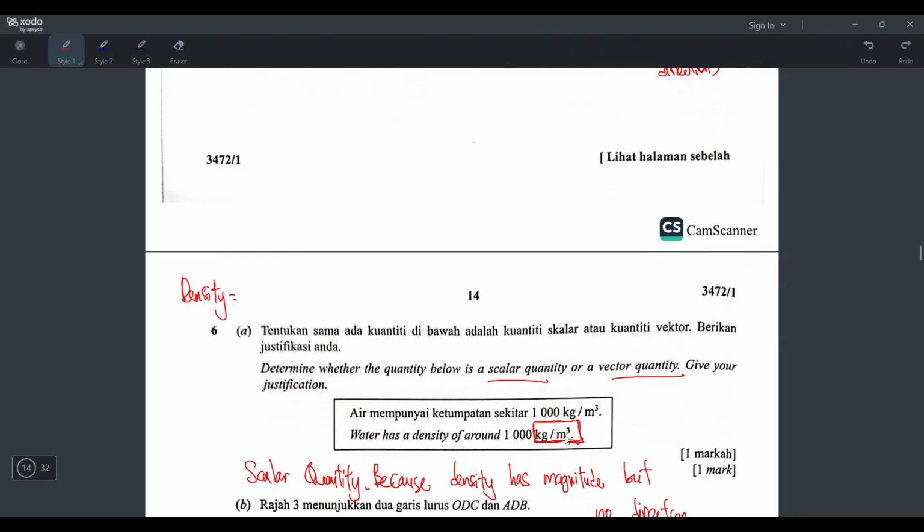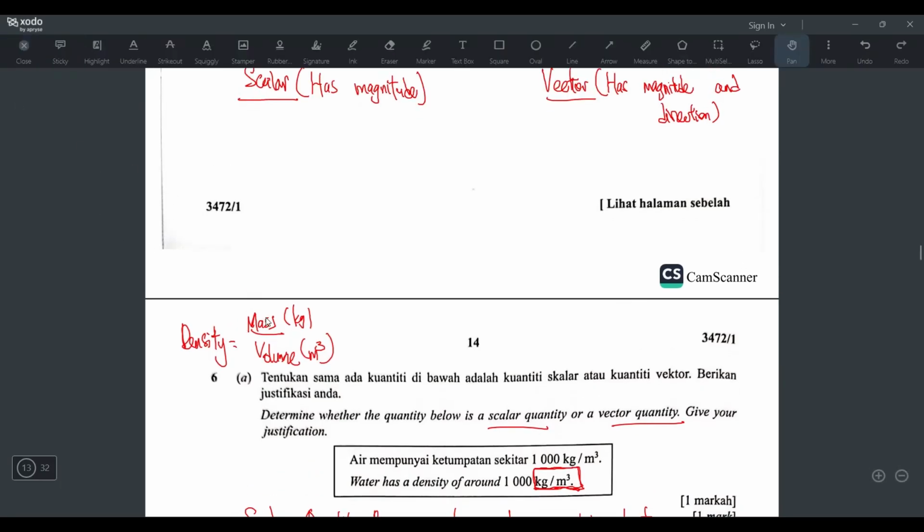If it's kilogram per meter cube, kilogram is mass, right? Meter cube is volume, right? So that is the formula for density, mass divided by volume. We all know mass is in kg, volume is in meter cube, or it can be cm cube also, but let's just use meter cube now. So mass and volume, are they both scalar or vector? Mass is scalar, right? If it's weight, then it's a vector. Volume is also scalar.